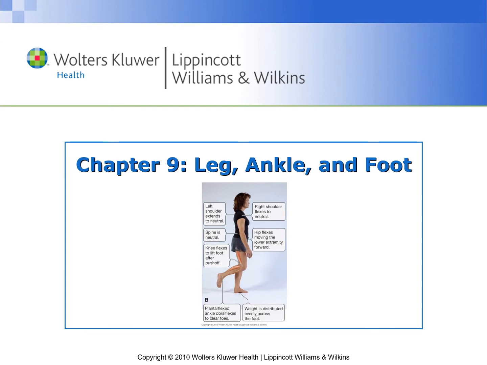We are now at Chapter 9 of the Functional Anatomy textbook, and we will be looking at the leg, the ankle, and the foot.